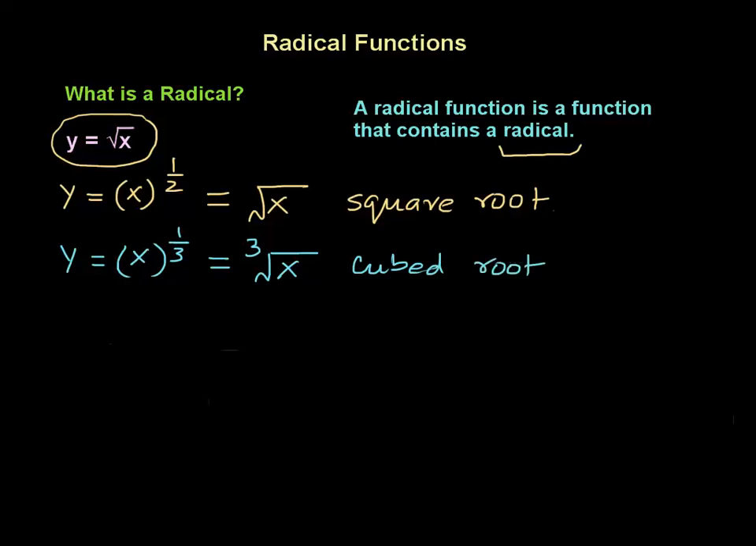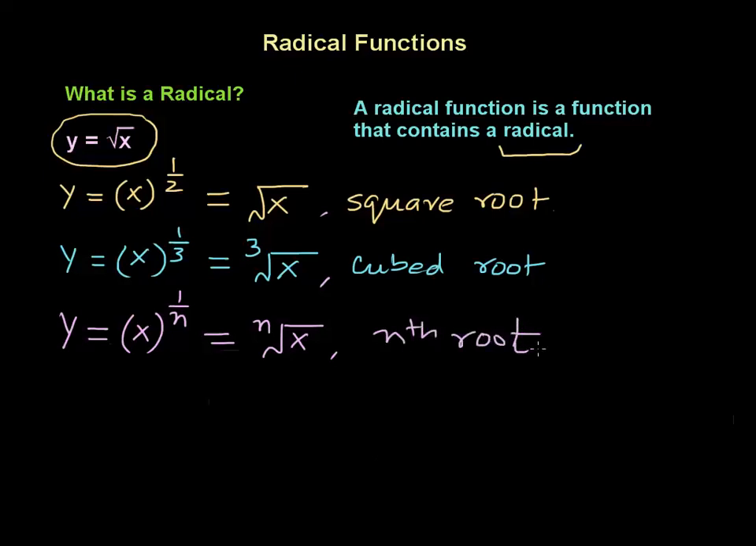In general, instead of 2 or 3, we can choose any different number here. For example, I'm choosing x to the power 1 upon n. Then we can rewrite it as the nth root of x, which indicates that this is the nth root, any nth root. This is the nth root, right?